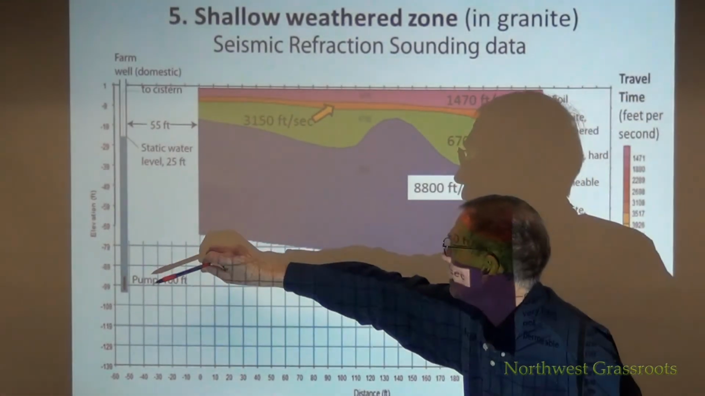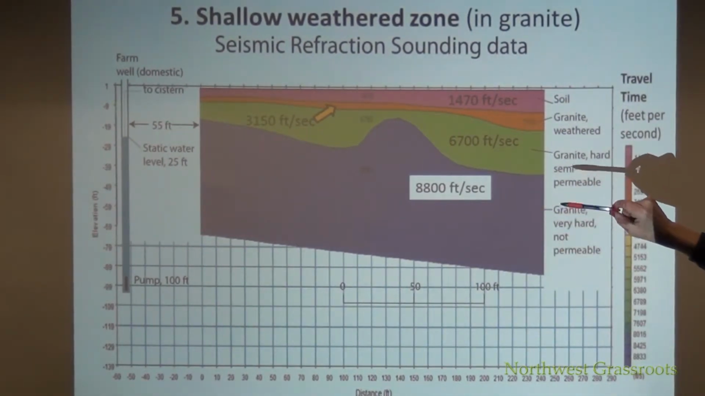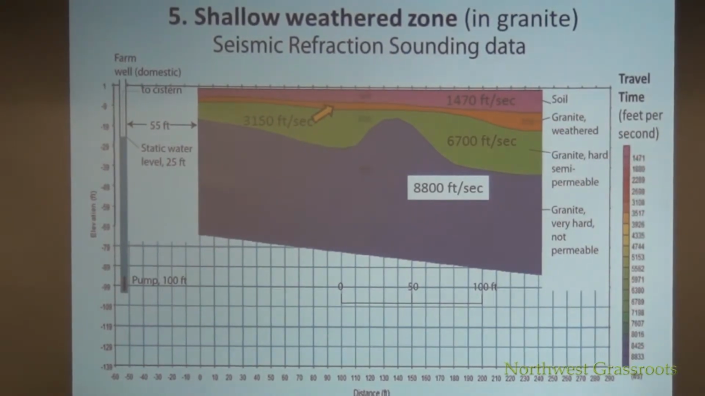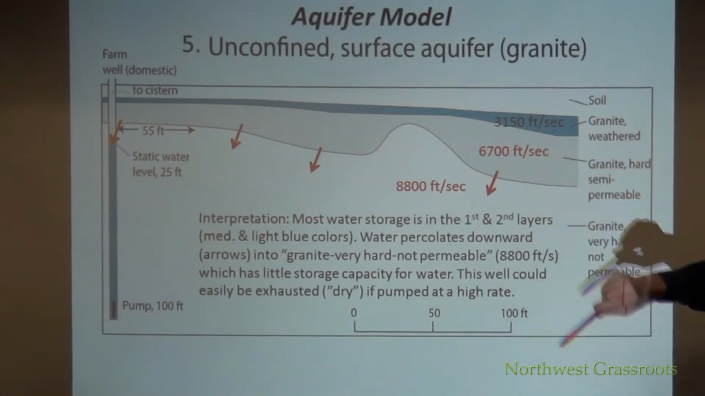So here's the well, static water at 25 feet. We can just interpret that the water mostly is coming from the orange and the green layer. And there's probably not any storage in that purple layer, which has a velocity of 8,800 feet per second. And that's about all we could learn from that one. Although I think I did another model. That's more or less what I said, that most of the water storage is in these 2 layers right here.